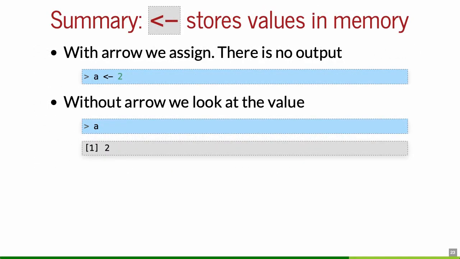In summary, the arrow is used to store values in the memory. With one arrow we assign and there is no output. Without the arrow we look at the content of the variable.